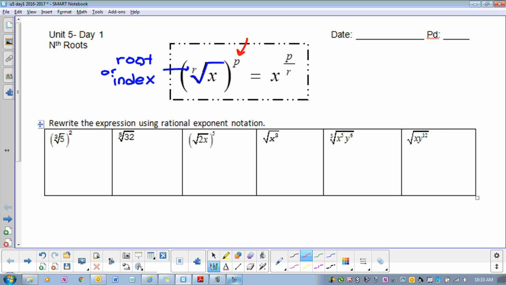This P is the exponent, right? And that is our power. And that's all for the x that's inside the radical. And this actually has a special name too. This is called the radicand. Okay?